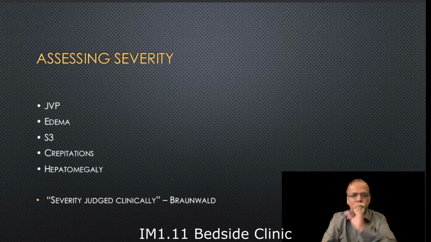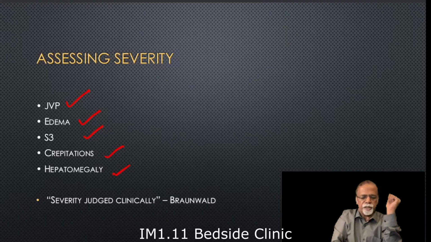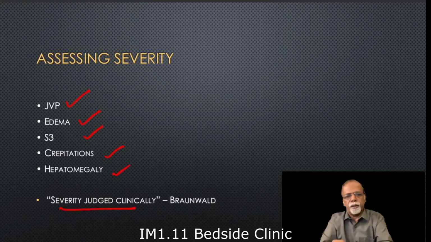Now we go to the severity assessment. One, symptoms. Last time we mentioned that the symptoms and exercise tolerance are all significant for assessing the severity. Second is looking at the JVP, which indicates a right heart failure. Looking for edema, looking for LV S3, crepitations, hepatomegaly. So remember this statement, severity is judged clinically, not by the investigations and echocardiogram, it is the clinical diagnosis. Severity should be assessed. That is a point to be stressed.